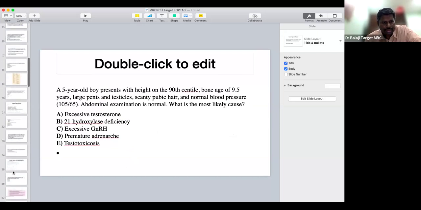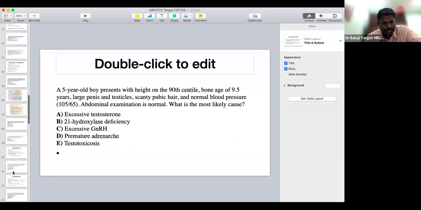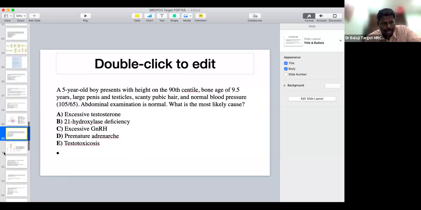They have asked this question. So who wants to take this? A 5-year-old boy presents with height on the 90th centile, bone age of 9.5 years, large penis and testes, scanty pubic hair, normal blood pressure. What is the most likely cause?